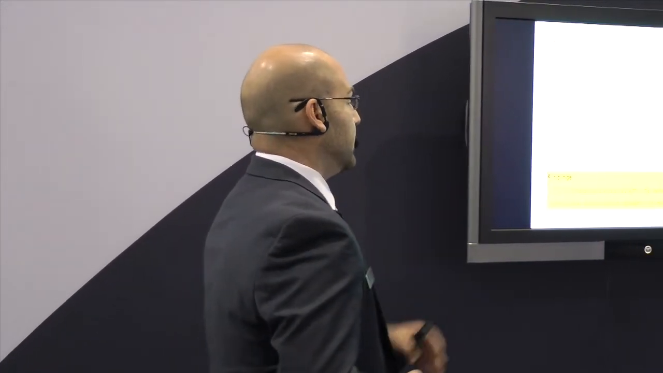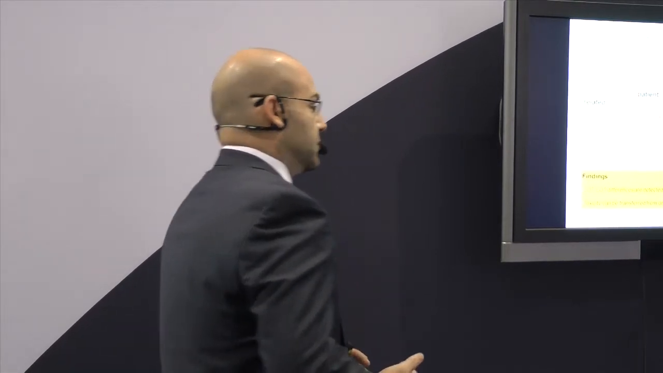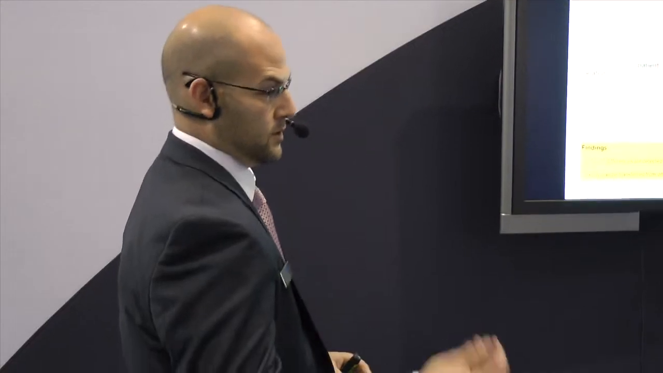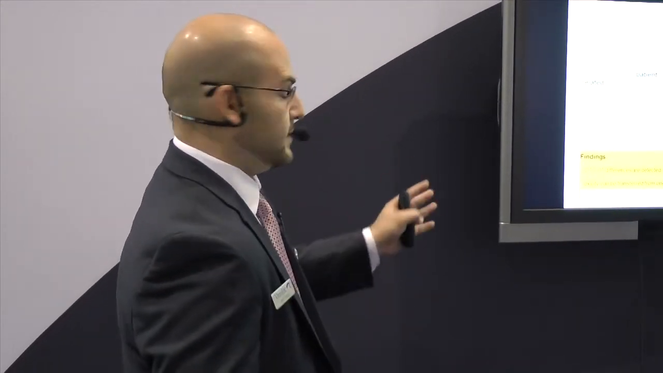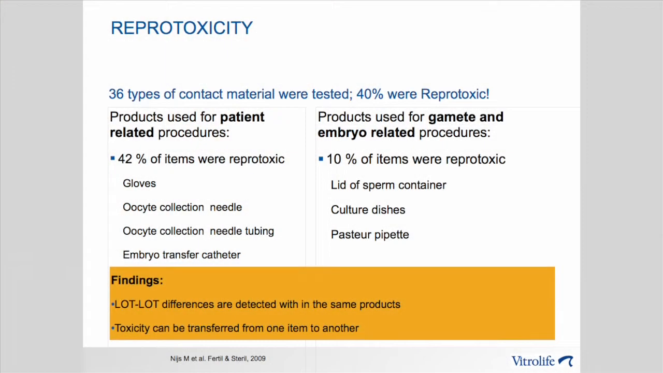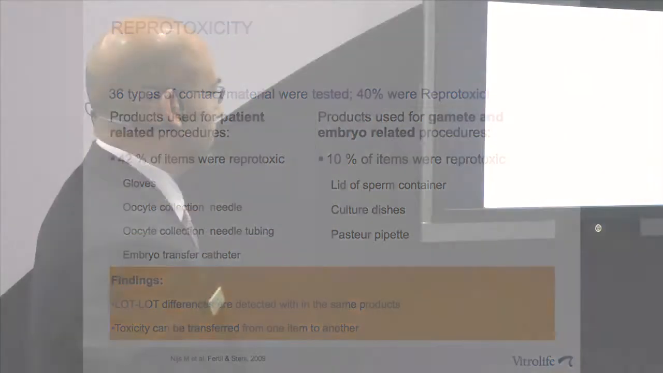Interesting, in this study, there was two findings that I pulled out that I thought were interesting. They can detect lot-to-lot differences within the same products, and this toxicity can be actually transferred from one item to the other. And the way they did that study is they utilized a known toxic glove, and they touched an embryo transfer catheter that they knew was safe. And when they tested the embryo transfer catheter, it was then toxic. So there is a transfer, even though these aren't coming in direct contact, there is the potential for some of these other materials to become potentially toxic.